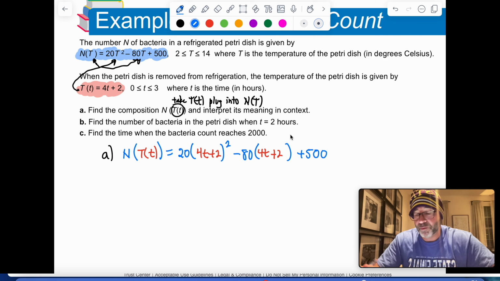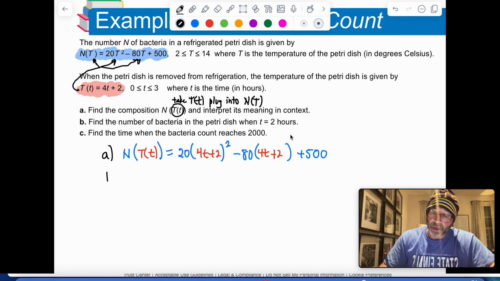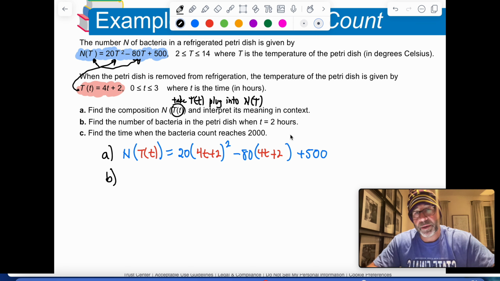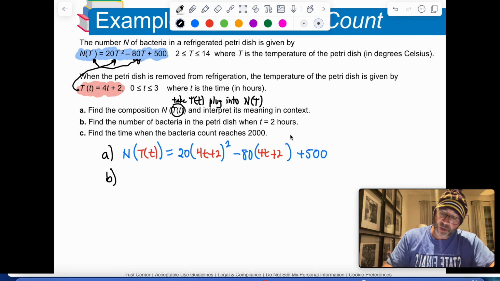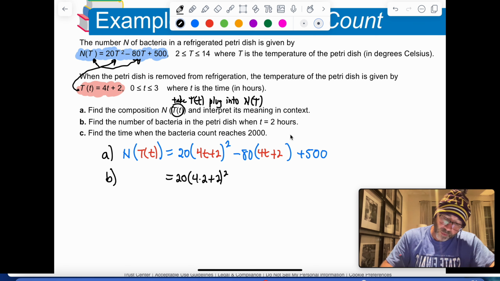So then for part B, it says, okay, based off of this new function, find the number of bacteria in the petri dish when t is equal to 2. So that means that what we're going to do is we're going to take this function and we're going to put in a 2 for each time we have a t. So we're going to have 4 times 2 plus 500.